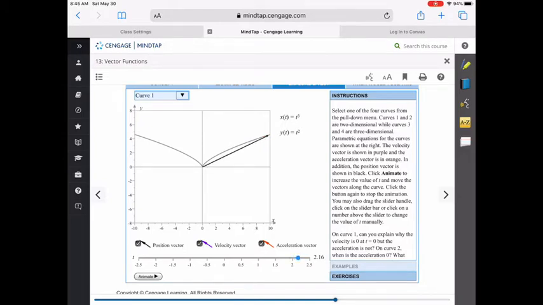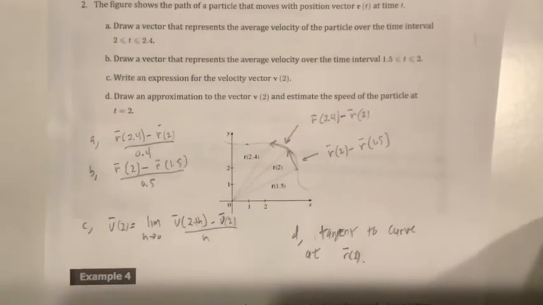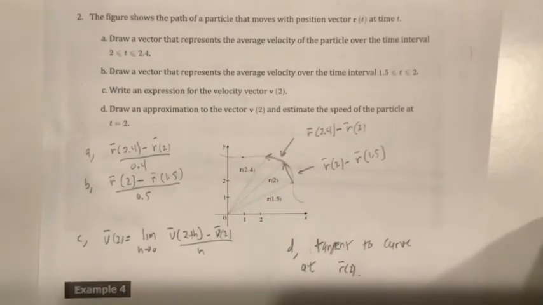Let's have it all going at once here. So going from left to right, you see the acceleration is going to 0. Now the acceleration is getting larger. And the velocity vector is always tangent to the curve. The acceleration is always inward. Okay, let's look at this example here.